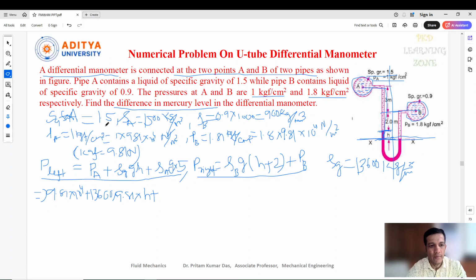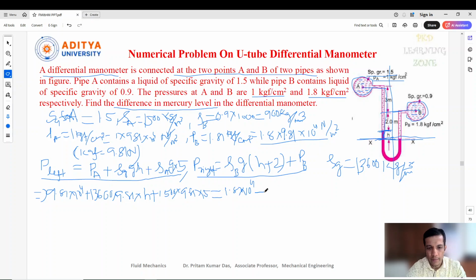Rho A is given as 1500, so 1500 into 9.81 into 5. This is the left side pressure, equal to the right side pressure. The right side pressure is nothing but PB. PB equals this one, 1.8 into 10 to the power 4.